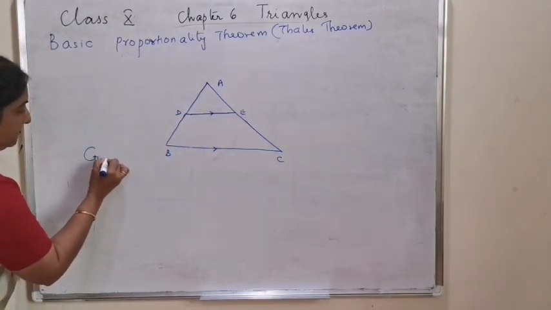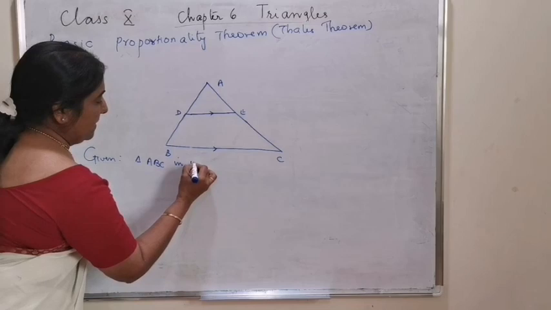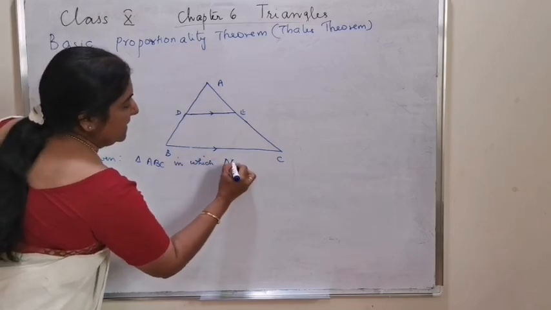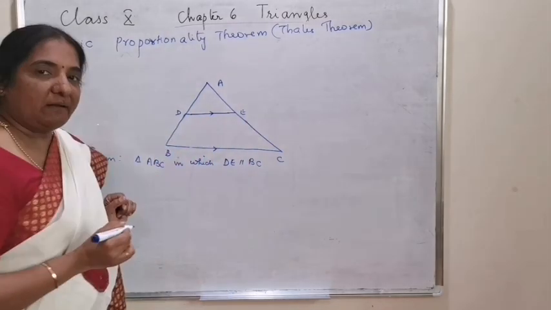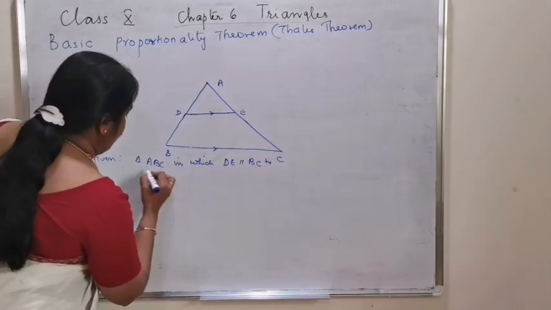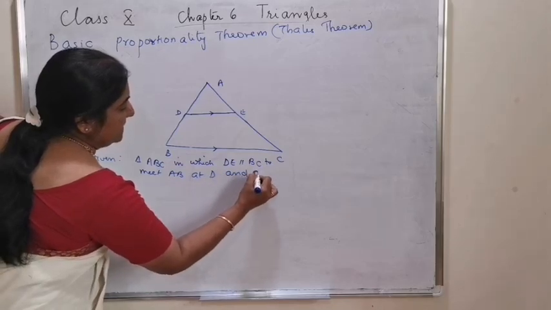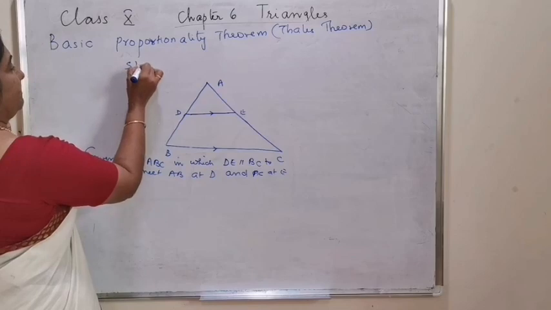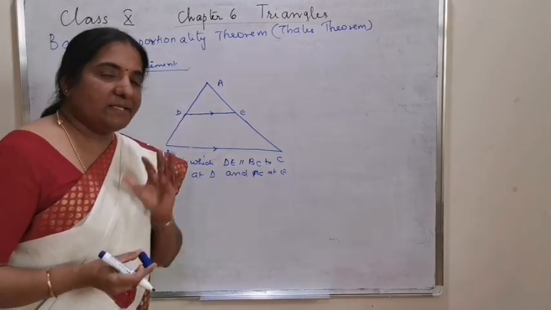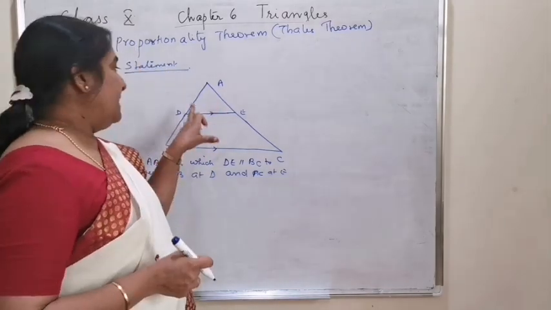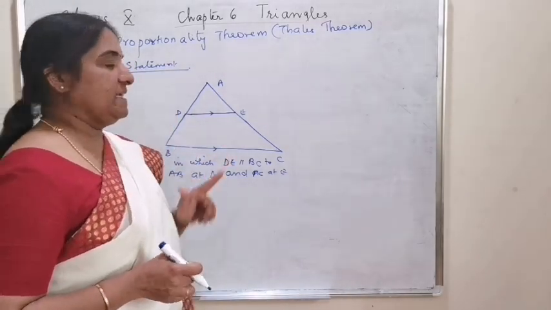So, given triangle ABC in which DE is parallel to BC, meeting AB at D and AC at E. That is why in the statement I said, in a triangle, a line drawn parallel to BC, and the line is cutting AB at D and AC at E.